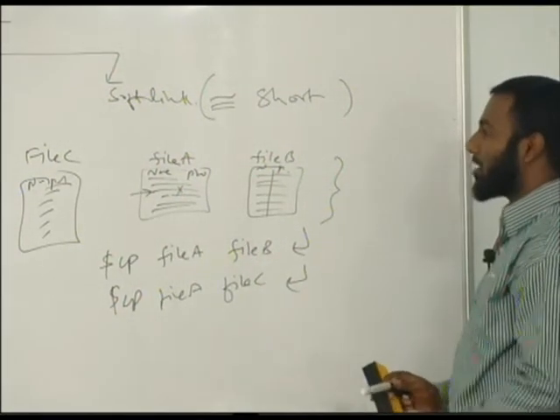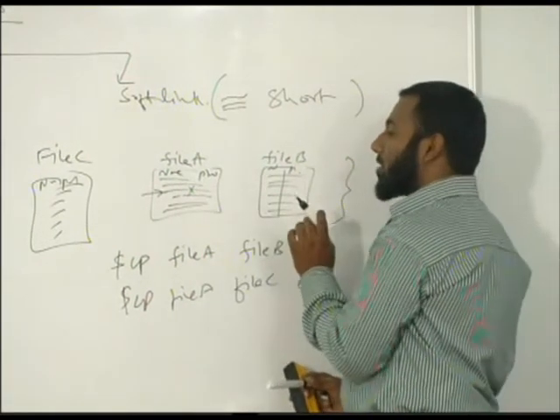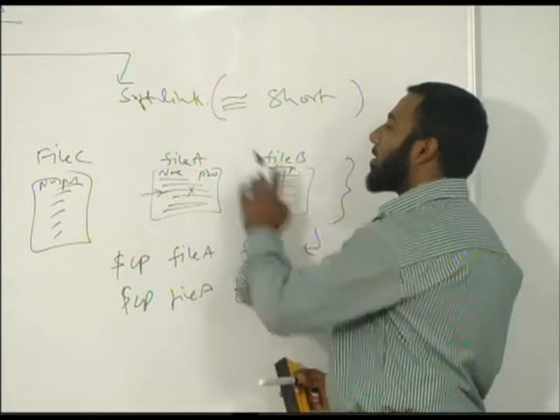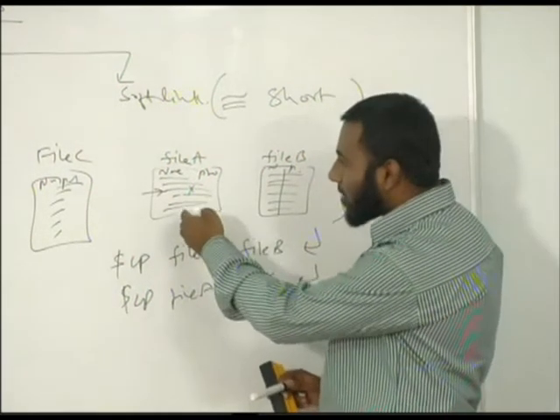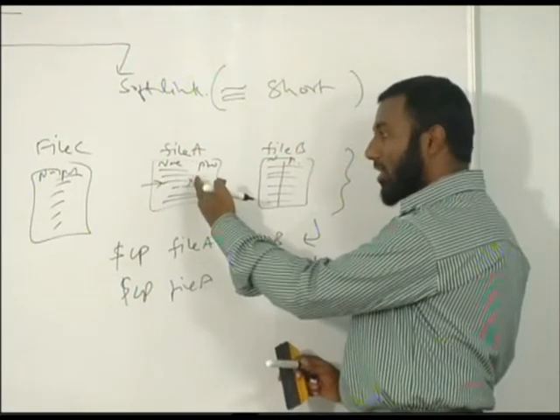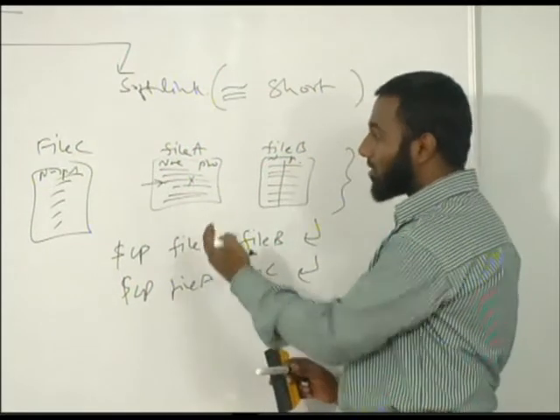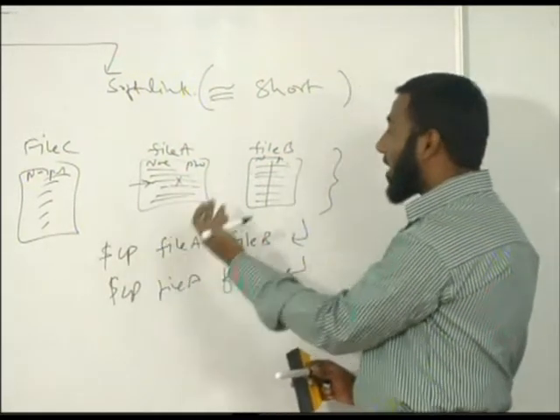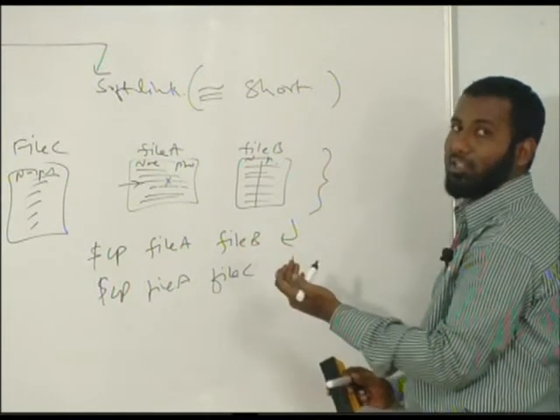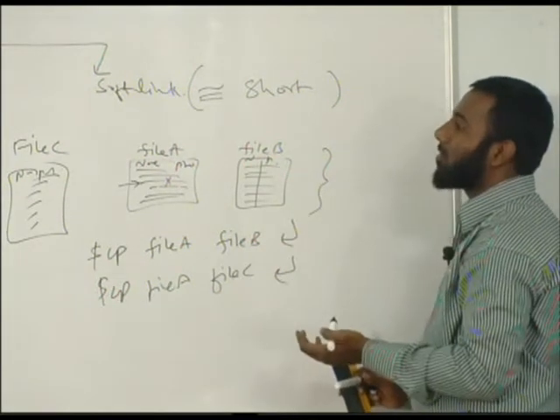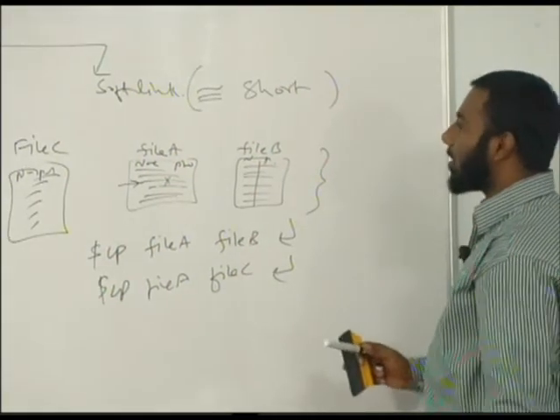What I want is a scenario in which whenever I modify this file, the modification should be reflected everywhere. It means if I'm accessing the file with this name, I should get this modification, and if I'm accessing the file with this name also, I should get this modification reflected. Now it is possible only with the help of these links. You have to create a link.